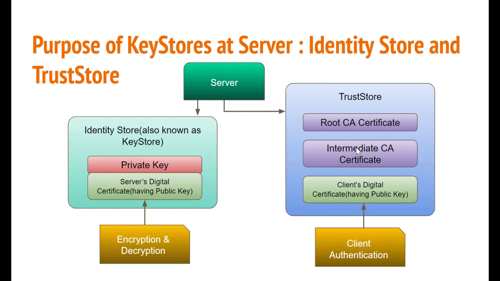The purpose of the identity store is to present the identity of the particular server in this picture, and the identity store holds the private key and also the digital certificate of that particular server. And the basic purpose of using the identity store is basically encryption and decryption. What is the purpose of the trust store? The trust store actually performs the client authentication, right? And this root CA certificate, intermediate CA certificate, and other things, we will see later.